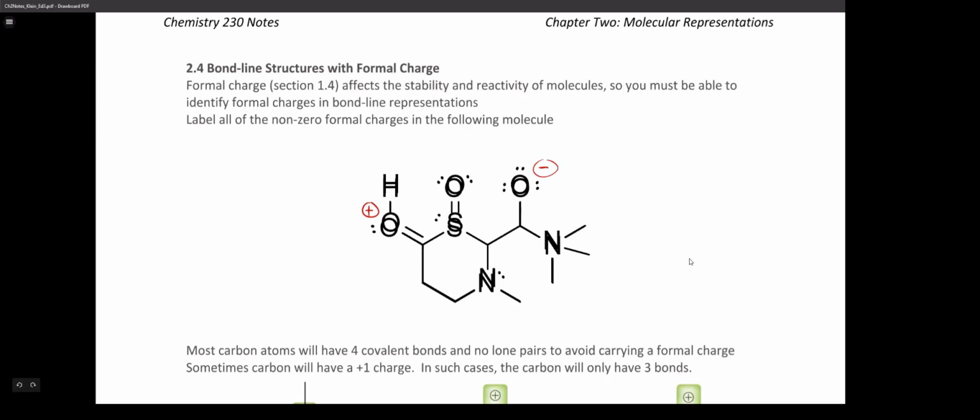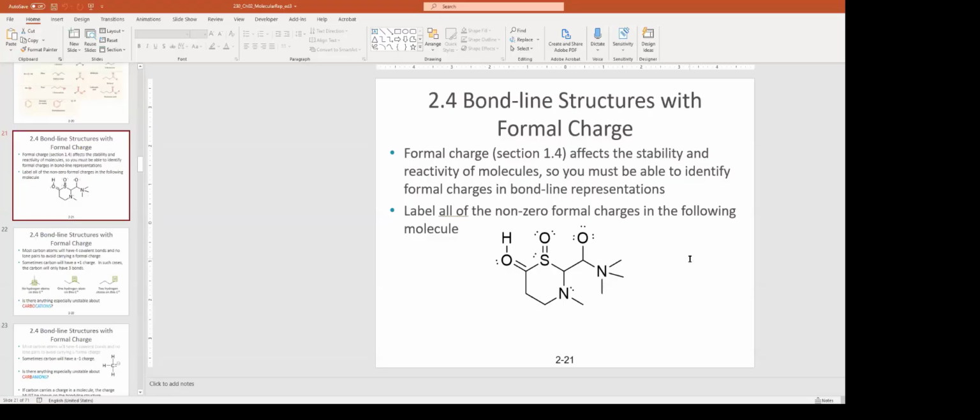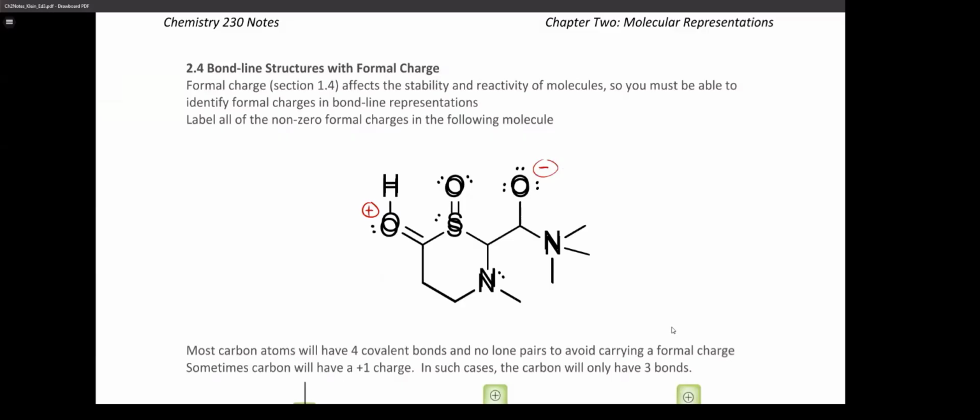I usually like to put the charge on the right, but you can put it on the left, so long as it's close. And then finally, that last nitrogen. Nitrogen, as we said, has a valence of 5. It is making 4 bonds and has no lone pairs. So 5 minus 4 would be +1. Good.